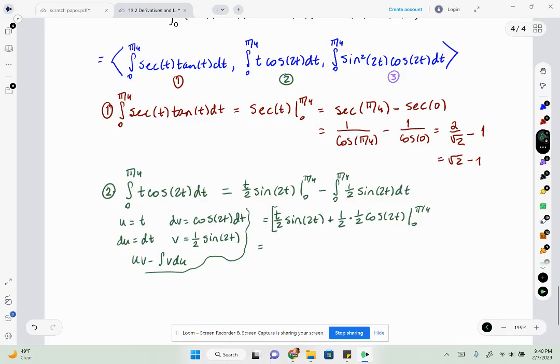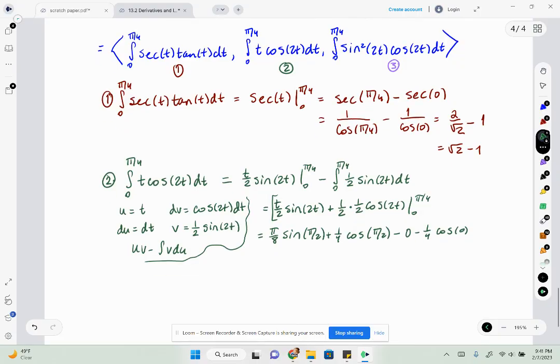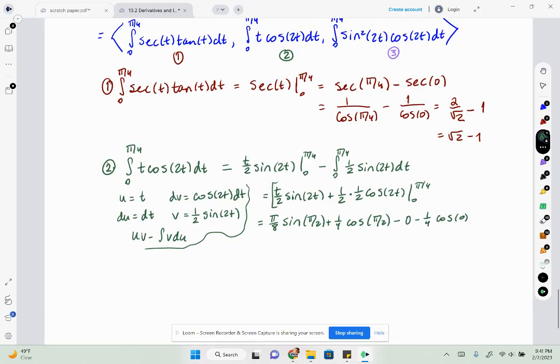All right, substituting all that in, pi over 4 plugged into t over 2 gives me pi over 8. I have sine of 2t, so that's going to give me sine of pi halves, plus 1/4 cosine of pi halves, minus, the first term will be 0 because I have 0 over 2, and then minus 1/4 cosine of 0. And this simplifies. We are now left with, let's see, the second term, cosine of pi halves, that's 0. The last term, cosine of 0, is 1. Okay, we got it. Sine of pi halves is 1.